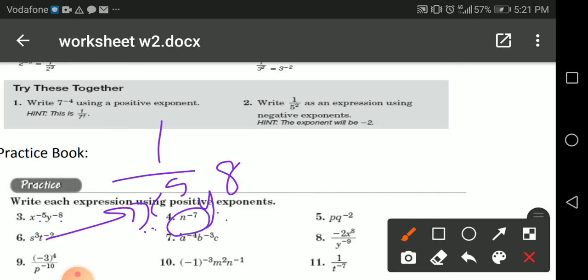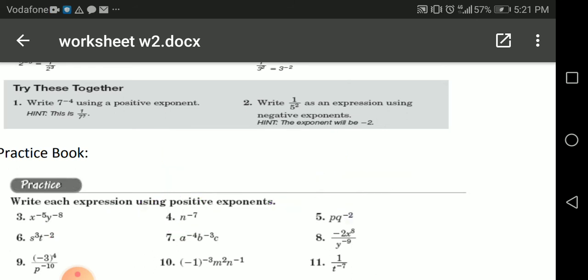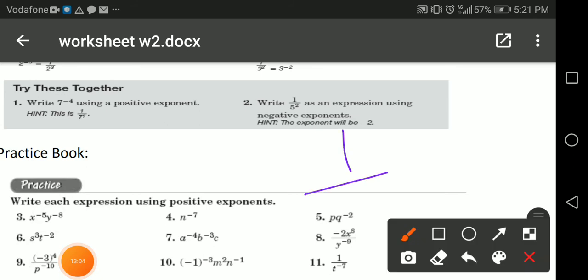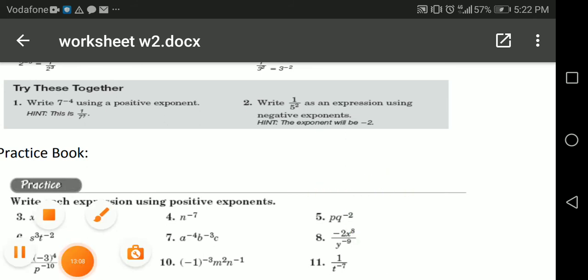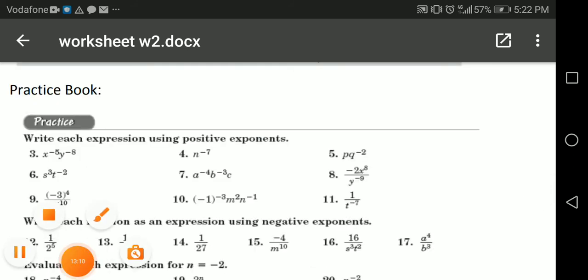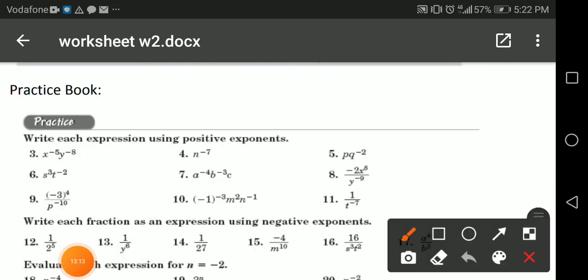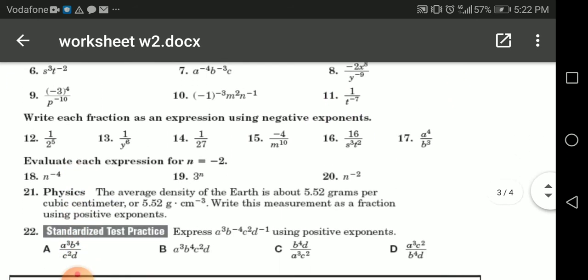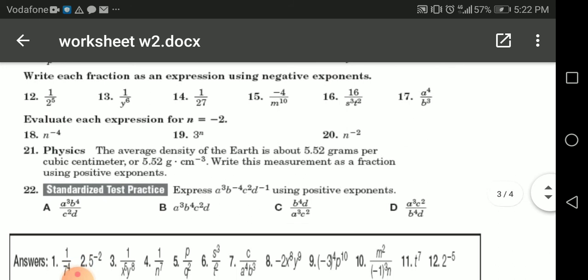Number 4, n to the negative 7, it would be 1 over n to the 7. Okay, guys, for this one, pq to the negative 2, so it will be 1 over pq squared. Okay, easy. And I have here number 11, 1 over t to the negative 7. So the opposite of it will be t to the 7, okay?